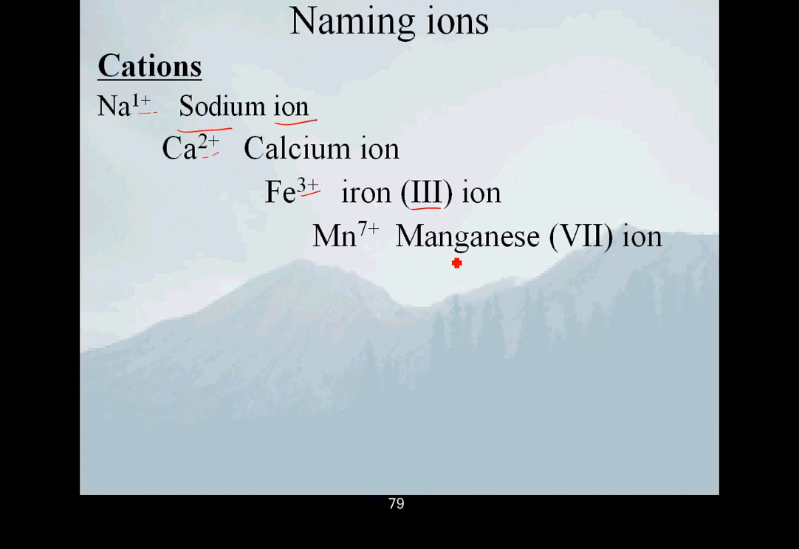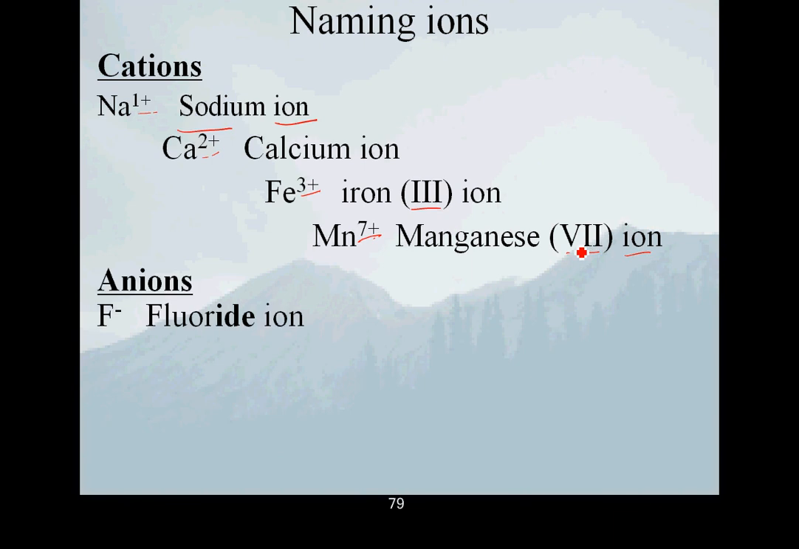Manganese 7 is written, so here's my manganese atom. It is a +7. And so it is an ion, it's a positive ion, it's a cation. And so the rule is we just say the name of the element followed by the charge, ion. So the way we read this is manganese 7 ion, not manganese VII. This is just a Roman numeral, and that's just the convention.